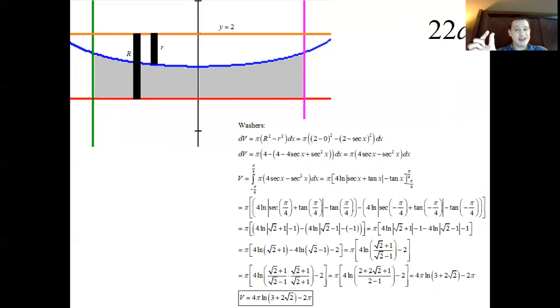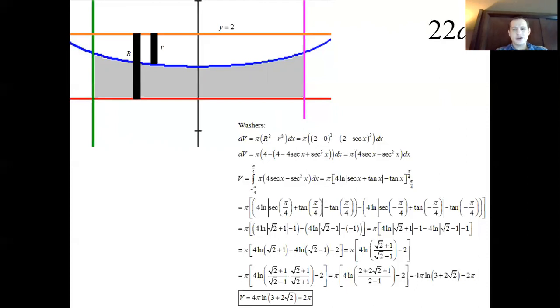So dV is going to be pi times the quantity big R squared minus little r squared, times dx, the area of the washer times the thickness. Plugging things in, the big R was 2 minus 0, the little r was 2 minus secant. You plug them all in, do a little algebra and clean up, and you get that the little chunk of volume is pi times the quantity 4 secant x minus secant squared x. Okay, we're pretty much done. That's the hard part. We got dV. I know the rest looks horrendous, but it's just tedious algebra and basic integration.